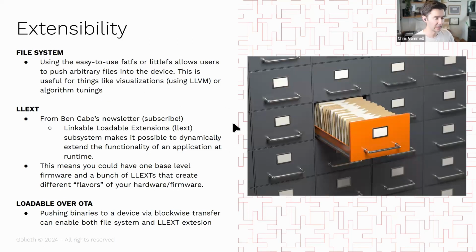In terms of extensibility, this is another thing where you start to have lots and lots of devices in the field. You want to make them even more useful. You can push things out like the file system, right? So you could set up a FatFS or a LittleFS, and then you could start to push stuff out to these devices and use LVGL to have local visualization. I just learned about LLEXT from Ben's wonderful newsletter, which again, I'd say subscribe to. These are linkable extensions that basically give you some dynamic capabilities as well.